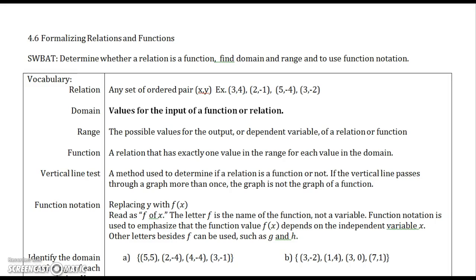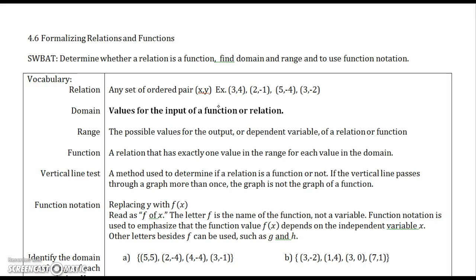That's any set of ordered pairs x and y. So it could be (3, 4), (2, -1), (5, -4), (3, -2). It's any combination of numbers paired together. It's typically in the form of (x, y) with the parentheses.